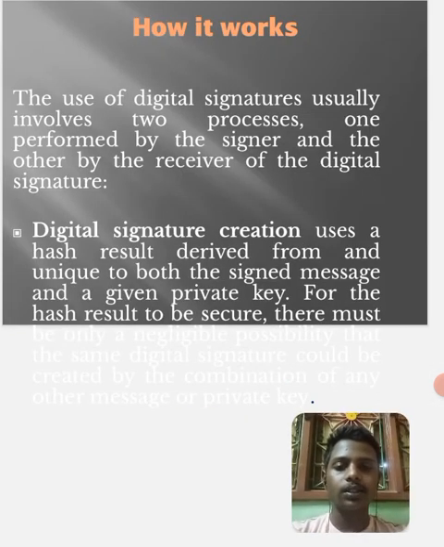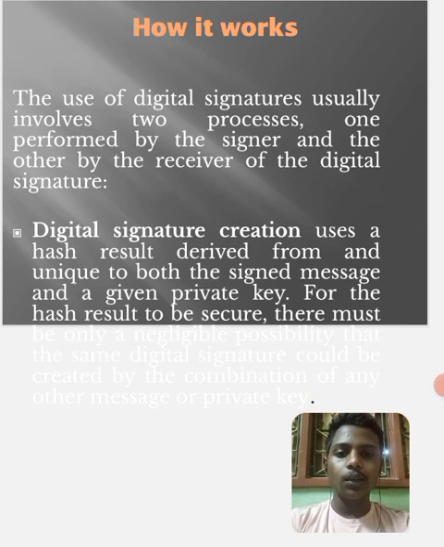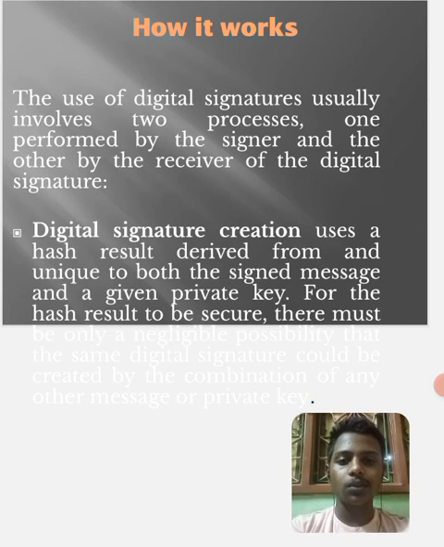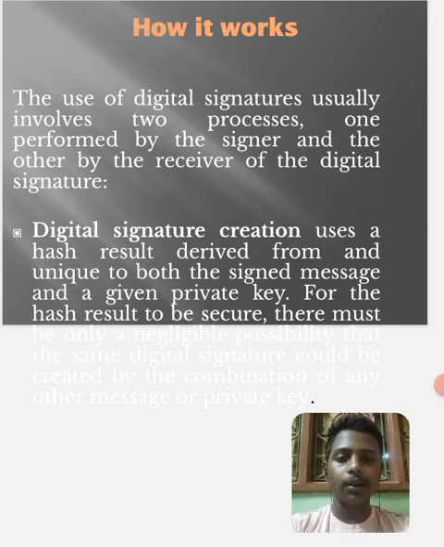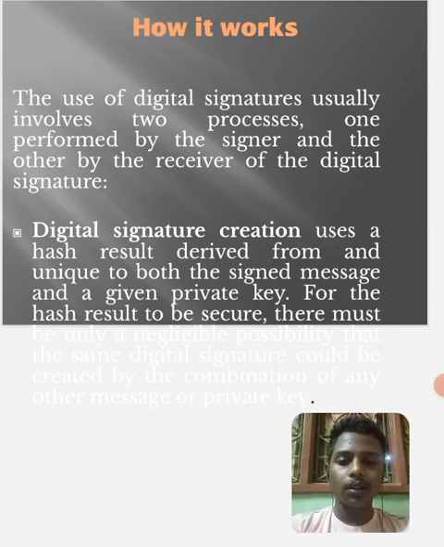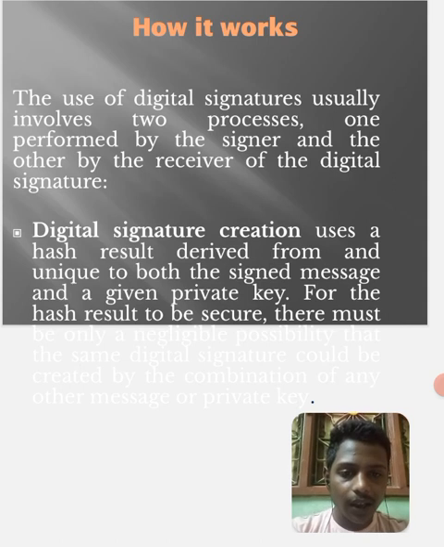And it always works, as you see in the theory part. The use of digital signature usually involves two processes, one performed by the signer and the other by the receiver of the digital signature. Digital signature creation uses a hash result derived from and unique to both the signed message and a given private key. For the hash result to be secure, there must be only a negligible possibility that the same digital signature could be created by the combination of any other message or private key.